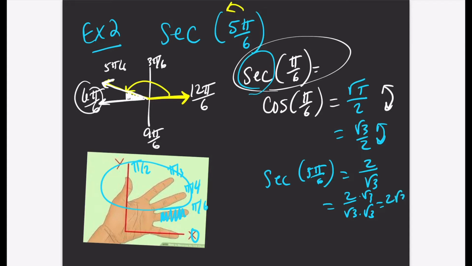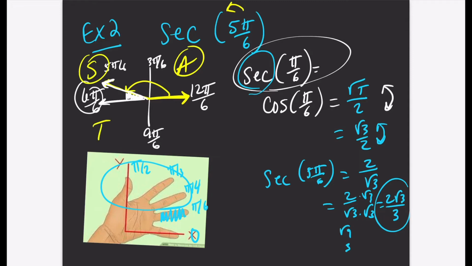2 times root 3 is 2 root 3. Square root of 3 times square root of 3 the long way gives you square root of 9. Square root of 9 is 3, so your new denominator is 3. And of course, 2 divided by 3 doesn't reduce, so you are done right here. But don't forget to check your sign.